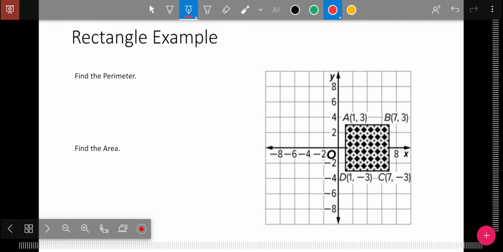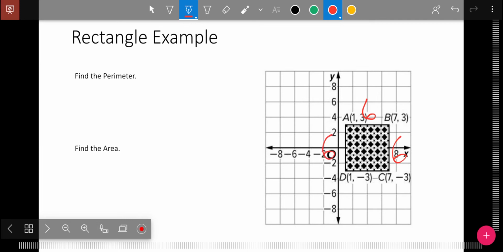And so this is a rectangle example. Find the perimeter. So now this is in a coordinate plane. Luckily, they give me the coordinates right here. And so A is 1, 3, B is 7, 3. And so I can count it out. And 1 to 7 here is 6 units long. And this side goes from 7, 3 down to 7, negative 3, while going from 3 down to negative 3 or negative 3 up to 3 is also 6 units long.